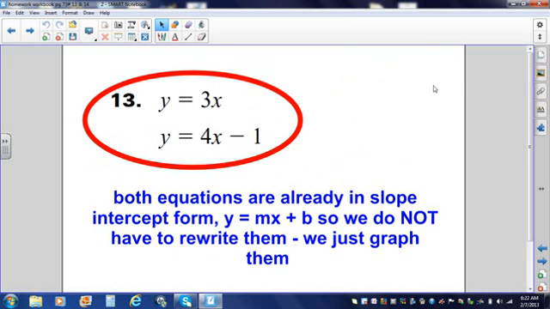Problem number 13. We have two linear equations. That makes a system. Notice that both equations are already in slope-intercept form, which is y equals mx plus b. I wonder why there's not a b right there. I guess we'll just have to keep quacking and find out in a minute. Since these are both written in y equals mx plus b, slope-intercept form, we are just going to graph them.